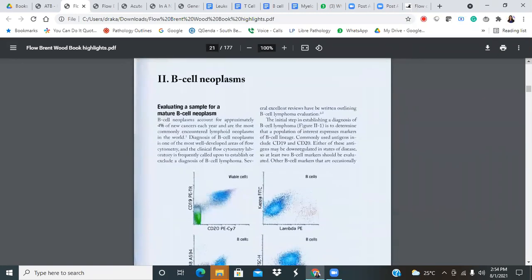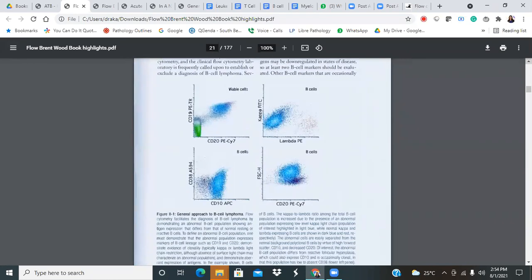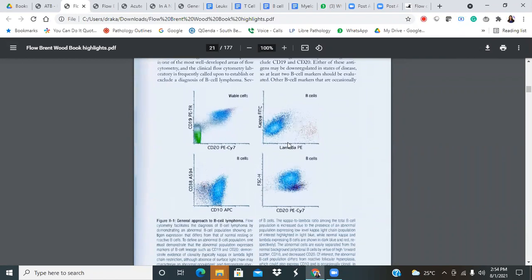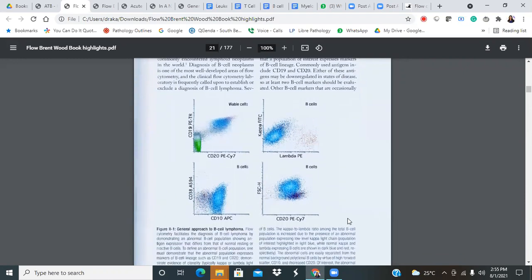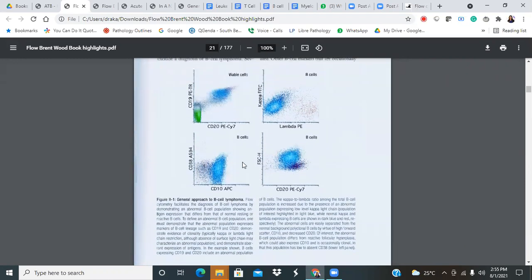Okay. So now they are going into the B cell neoplasms, and here they are showing the B cell. This is actually a B cell lymphoma. Without looking into what it is, can someone tell? Let me decrease this. Can someone tell what kind of lymphoma they are depicting? Follicular, maybe. It's kappa restricted. Right. So that's what they are showing over here, and it is kappa restricted.